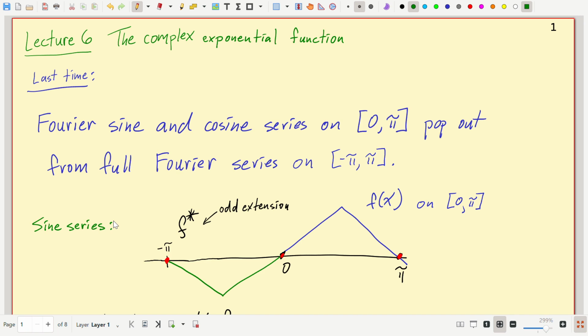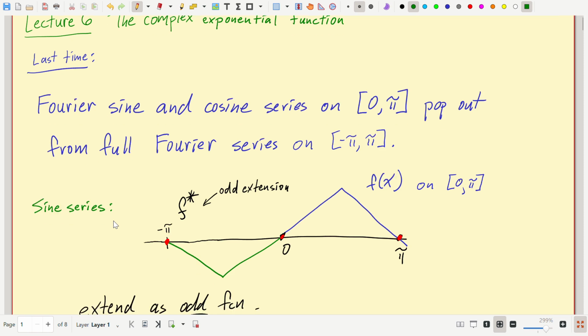Well, at the end of the hour last time, I got kind of rushed and didn't complete this whole thing. I was going to show you that the Fourier sine series and Fourier cosine series just pop out from the full Fourier series. So the sine series is on 0 to pi. The full Fourier series was on a symmetric interval, minus pi to pi, recall. And so here's how I did the sine series. I managed to get this done by the end of the hour.